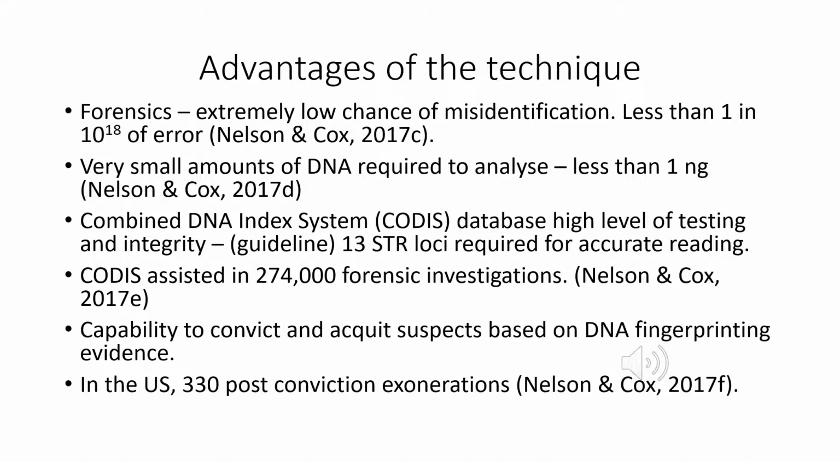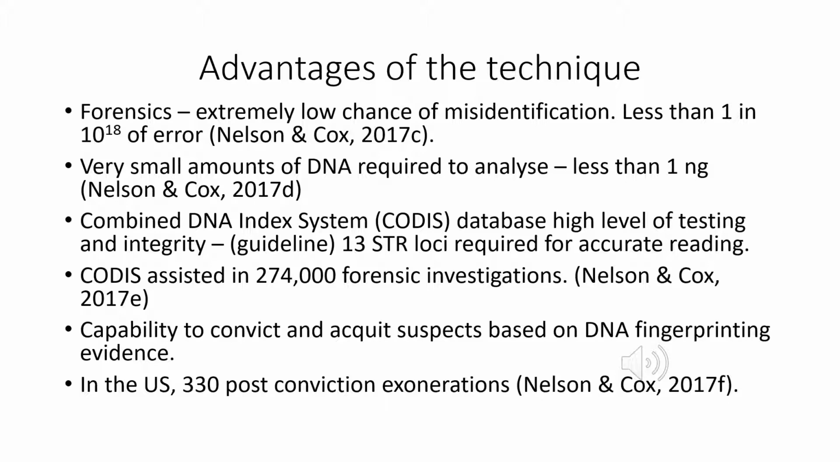Advantages of the technique. There are many advantages of this technique, some that we have already mentioned earlier. The main advantage in forensics, however, is the extremely low chance of misidentification. When a sample of short-term repeat DNA is used, the chances of misidentification are less than 1 in 10 to the 18, or a quintillion, if that sounds more impressive. Also, an extremely small amount of DNA, only 1 nanogram, is required to obtain a genetic fingerprint. Therefore, only a minute amount of a suspect's DNA is needed to be left at the crime scene to be able to identify them.